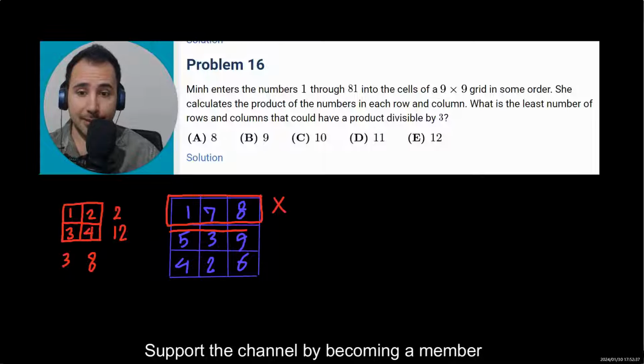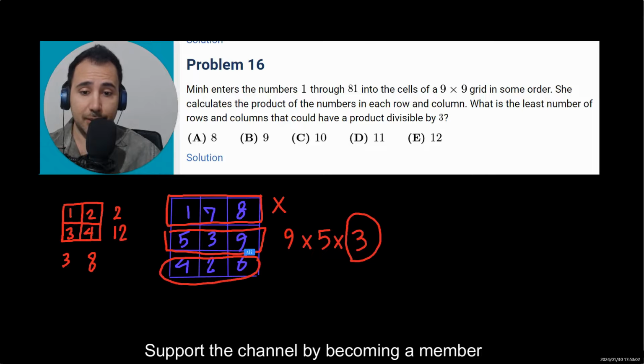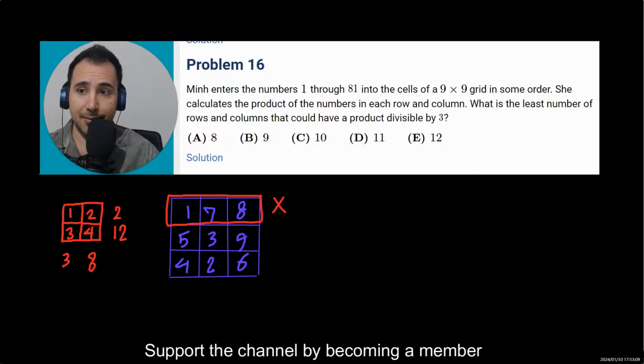How about this one? Is it a multiple of 3? The answer is yes. I don't even have to work out what 9 times 5 times 3 is. Because I see a 3, the product of this row is automatically a multiple of 3. The same story with this one, because I see a 6. So the first row doesn't have a 3, 6, or 9. No. This one, yes. This one, yes.